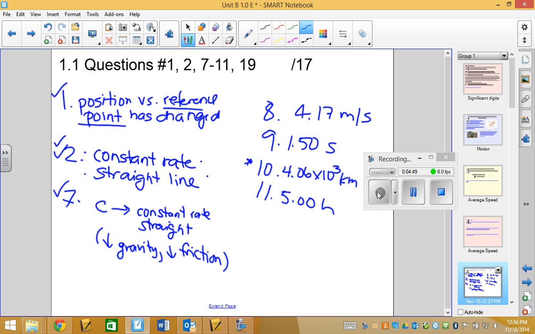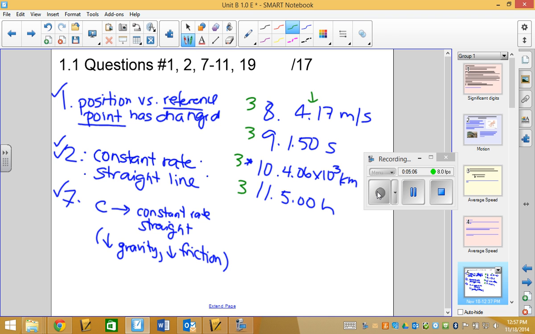Now for each of 8, 9, 10, and 11, I would make a calculation question out of 3 marks. One of the marks would be showing the calculation that you did, showing your work.